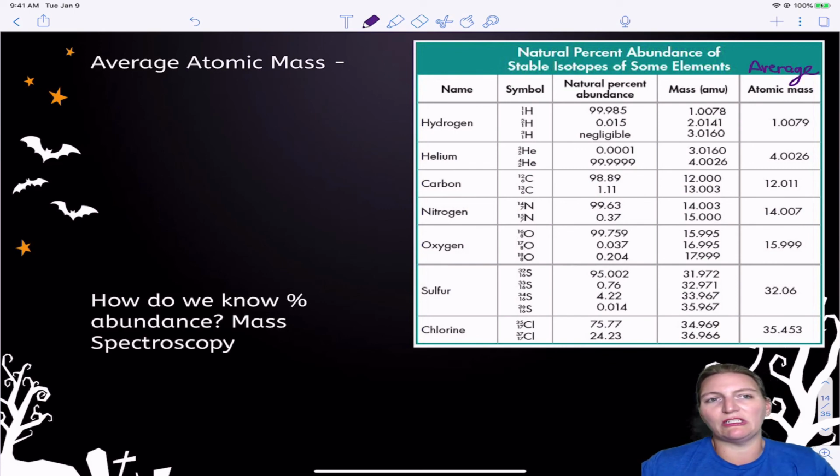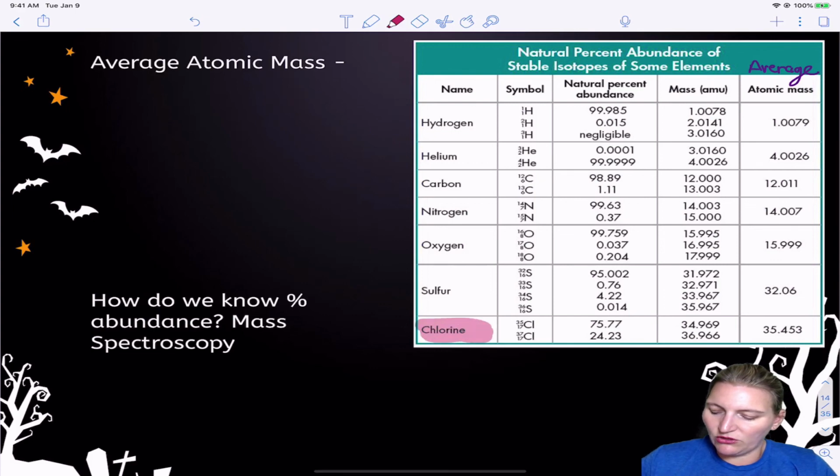Sometimes people just call it atomic mass, but I like really referring to it as average atomic mass, just to hit home that it is the mass of the average of all of the isotopes. A good atom to begin with is actually chlorine, and the reason why I like to start with chlorine is because their percentages are relatively large.